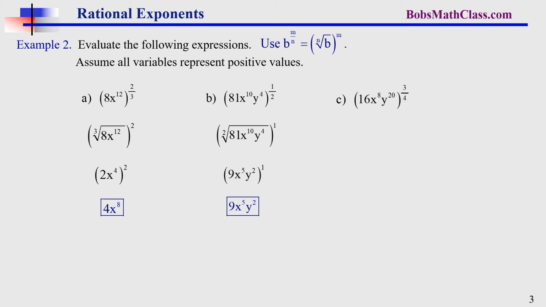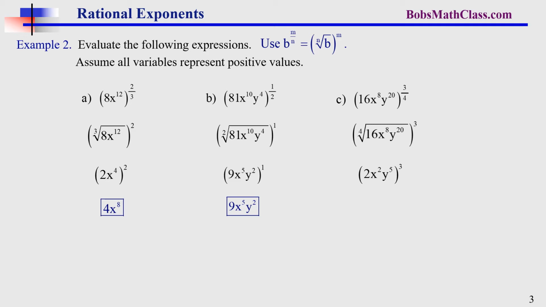Okay, last one. 4th root of 16x to the 8th, y to the 20th, all to the 3rd power. The 4 is our index. The 3 is written outside the parentheses. The 4th root of 16 is 2. And then divide our exponents by 4, so that will give you 2x squared, y to the 5th.